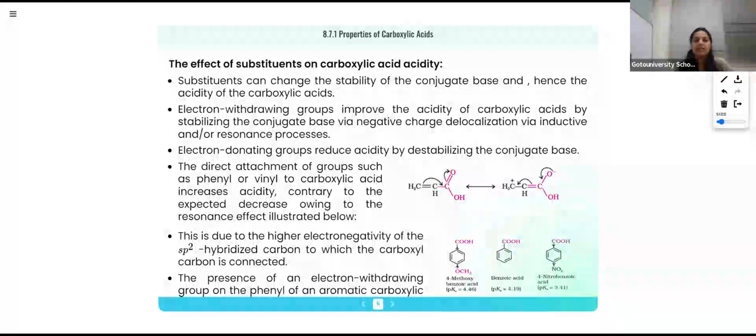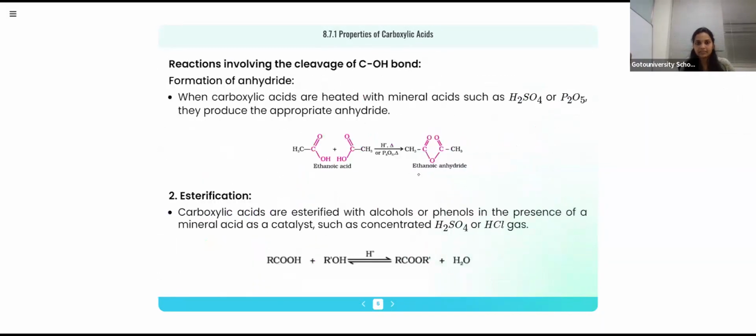Okay, yes. The presence of an electron withdrawing group on the phenyl of an aromatic carboxylic acid. The same thing, see here. When pK is increasing, acidic property will decrease. So the electron withdrawing and the electron donating effect is clear, right? Yes.